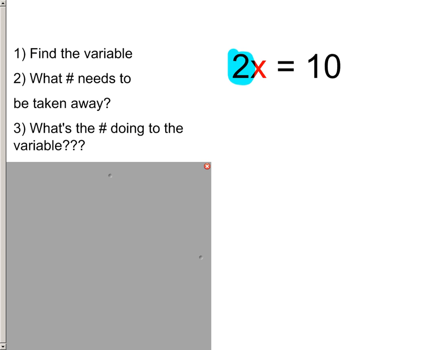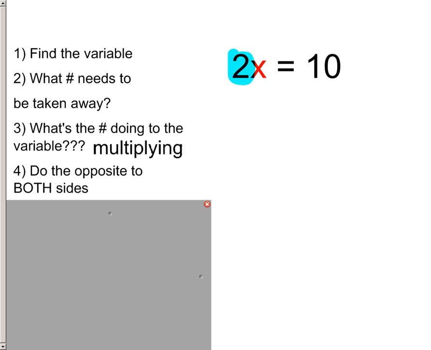Now, once you determine what number needs to be taken away, you start asking yourself, okay, what's that number doing to the variable? Well, 2 is sitting right next to the x, so it's multiplying. So now we just do the opposite. We will divide the left side of the equation by 2, and then to keep the balance of the equation, we have to divide the other side by 2.